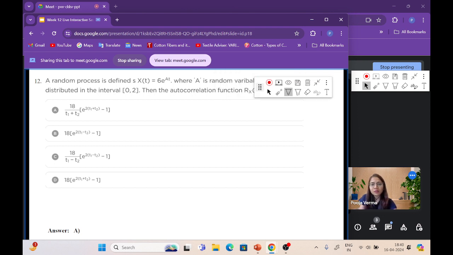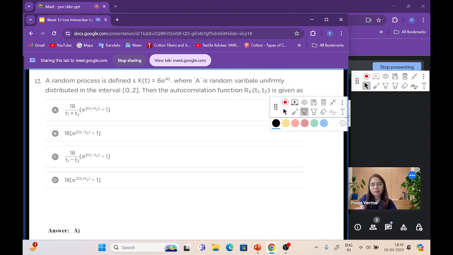So the next question is: a random process is defined as x of t equal to 6e to the power At, where A is a random variable uniformly distributed in the interval 0 to 2. Then the autocorrelation function Rx(t1, t2) is given as. Okay, so as we know, x of t is given as 6e to the power At, right?